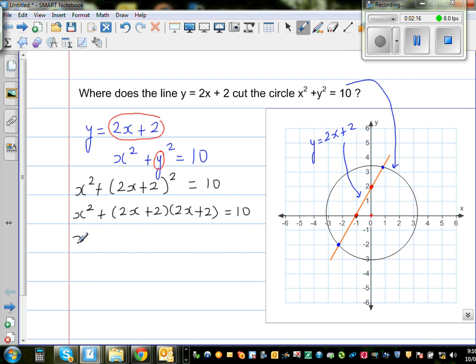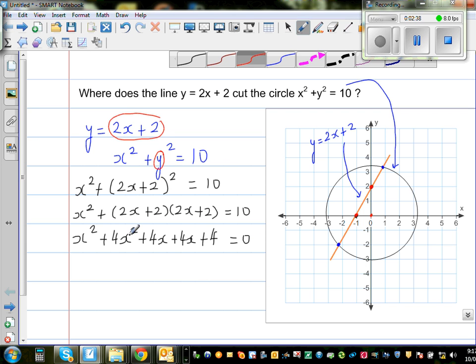So this is x squared, same as it is. Now 2x times 2x is 4x squared, plus 2x times 2, which is 4x. Then 2 times 2x is again 4x. And 2 times 2 is 4. So lots of 4 is equal to 10. So let's simplify first the left-hand side. So we can group these. These are like terms, and these are also like terms. So let us group that first.